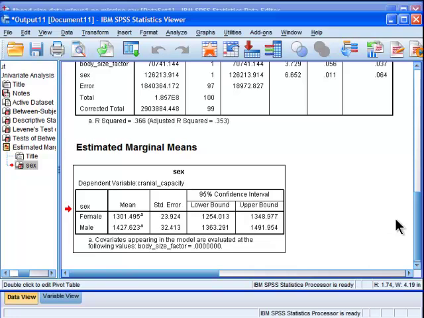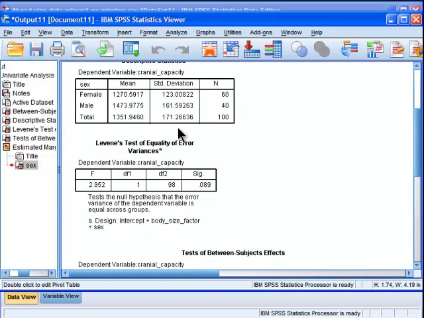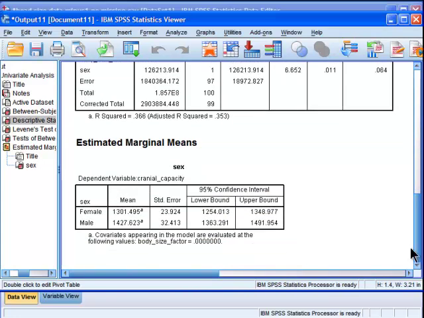The real female mean and the male mean are here. But for the purposes of an analysis, the ANCOVA estimates a hypothetical mean that would be uncontaminated by the effects of the covariate. So these are adjusted, putting everyone on a level playing field for body size. This is what you would predict people's cranial capacity to be for females and males. It's still statistically significant.